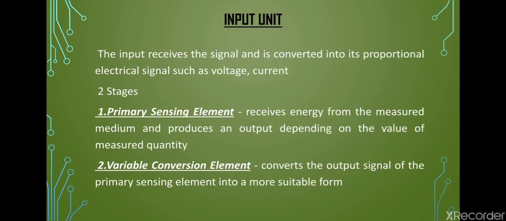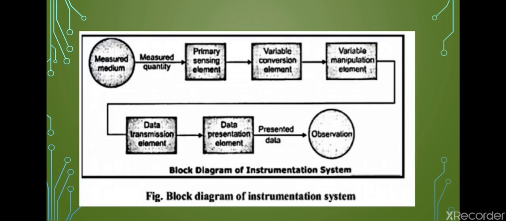Second part of the electronic instrumentation is signal processing unit or variable manipulation unit. The output of the transducer is provided to the input of the signal processing unit. This unit amplifies weak transducer output, which is filtered and modified to a form that is acceptable by the output unit. The variable manipulation unit has devices such as amplifiers, filters, analog to digital converters, etc.